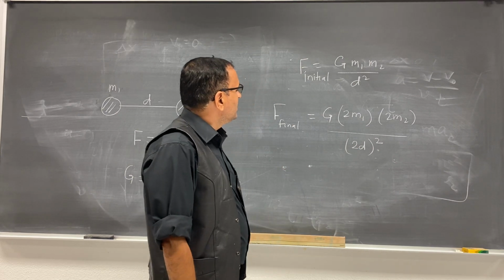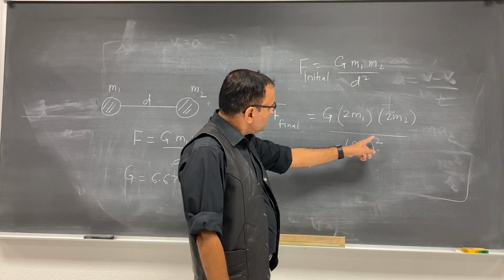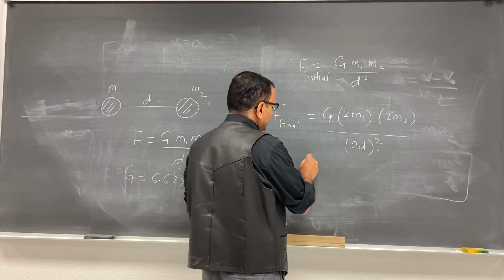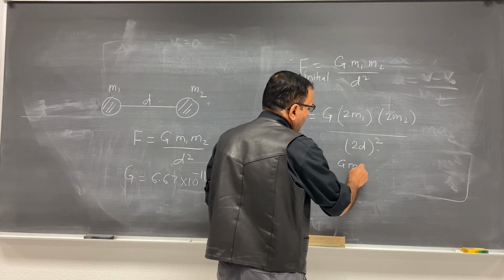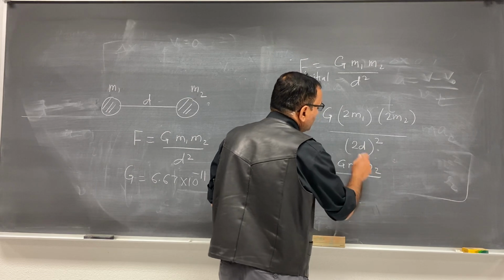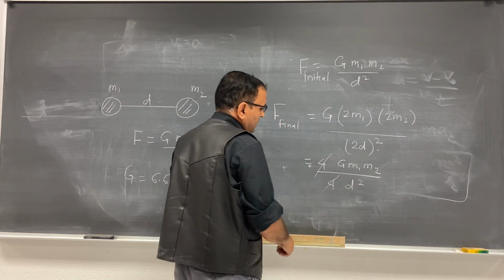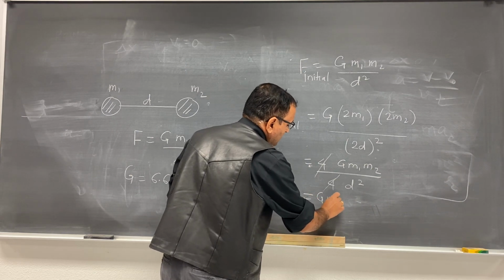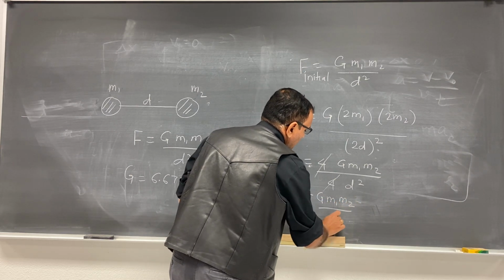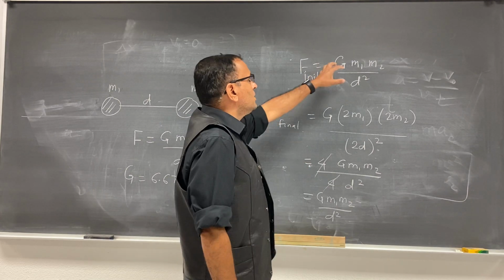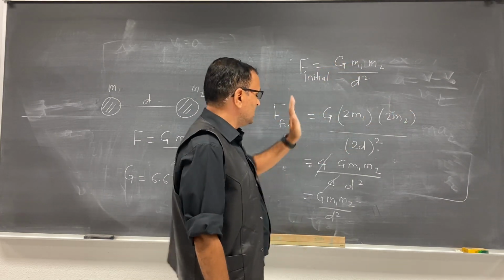Okay, so what happened here? Any change? Look, this 2 square is 4. This is 4 G m1 m2 divided by 2d square, which is 4d square. Now look, the 4 cancels out. You get the same thing, G m1 m2 divided by d square. So if you double both masses and double the distance, there is no change.